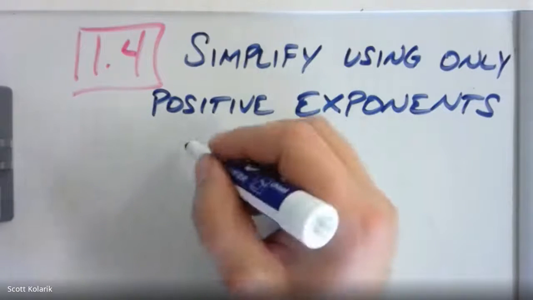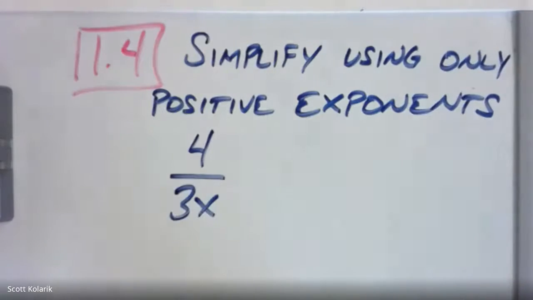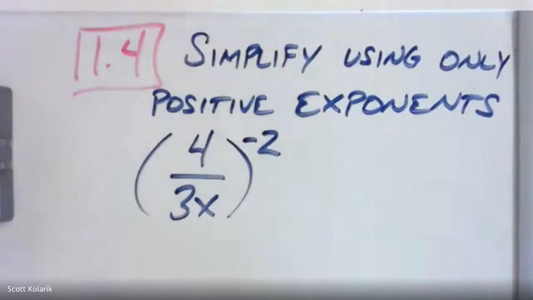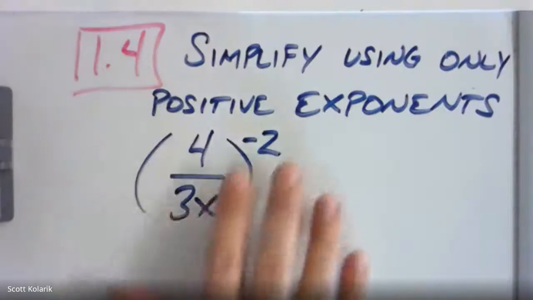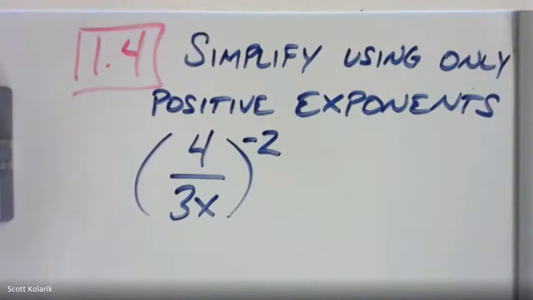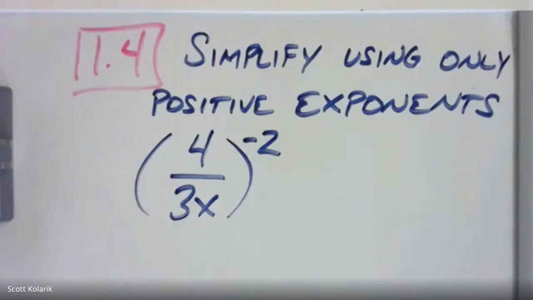You're going to see a fraction, numbers and letters. That fraction, the whole thing, is going to be raised to a negative exponent. And you're going to be asked to simplify this phrase using only positive exponents. So let me walk you through a process here. There are going to be a few different exponential properties that are going to be applied in this case.